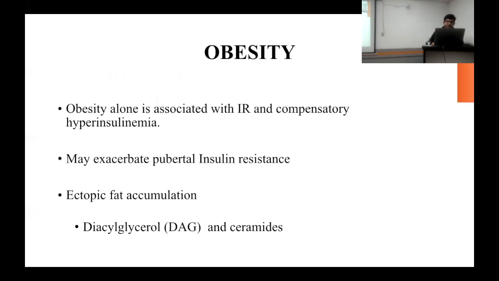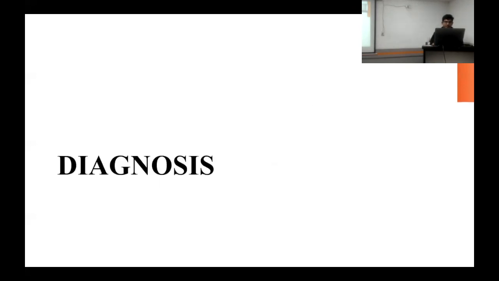Now, obesity alone is associated with insulin resistance and compensatory hyperinsulinemia. What we need to understand in these cases is that it is the ectopic fat accumulation, meaning where fat is not supposed to deposit, there is more deposition. The same sort of thing happens in SGA children. So, hence, they are also at increased risk of insulin resistance.